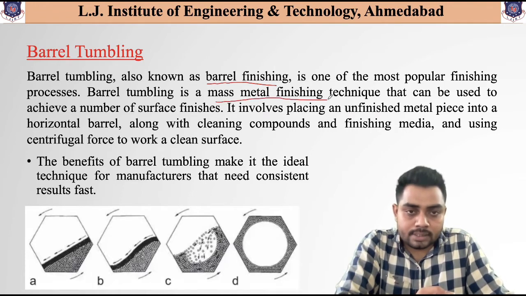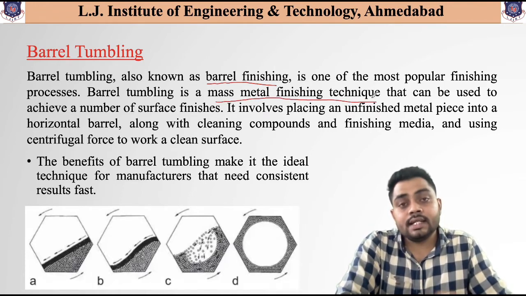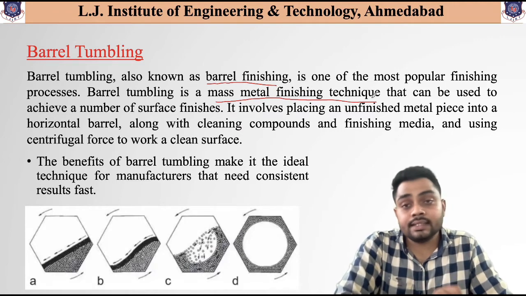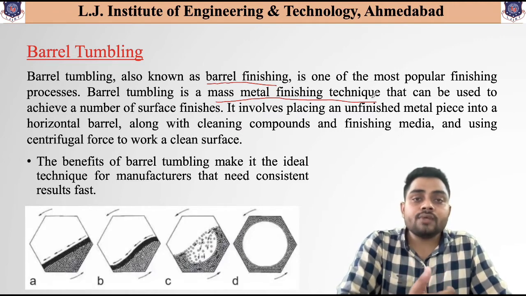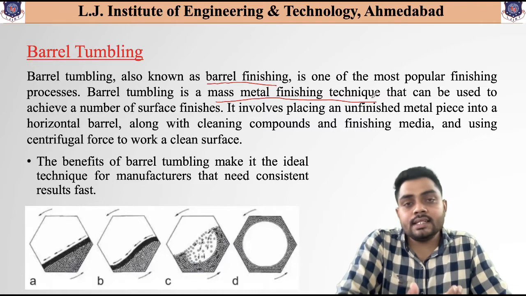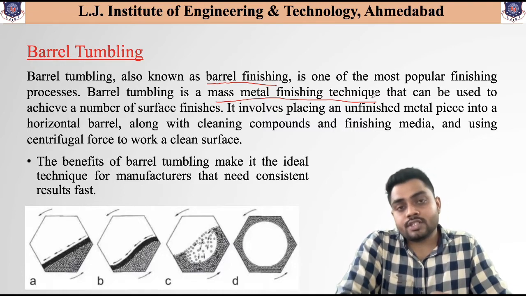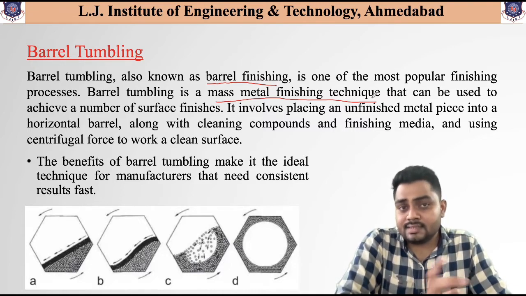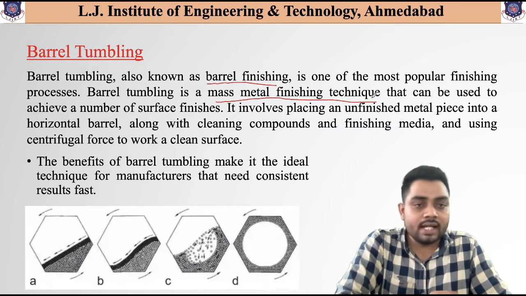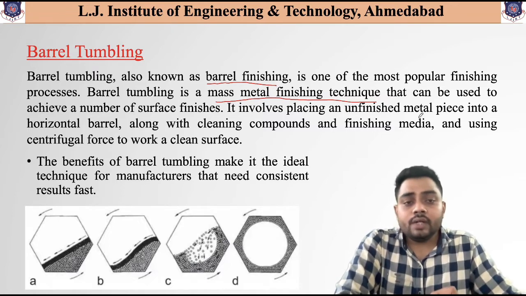So this is the most important term that you need to understand. It is a mass metal finishing technique. That means multiple components can be finished easily by using this barrel tumbling process. But here the major important thing is the size limitation of the component that we are using. Now it involves what?